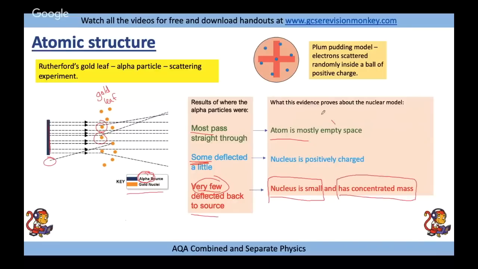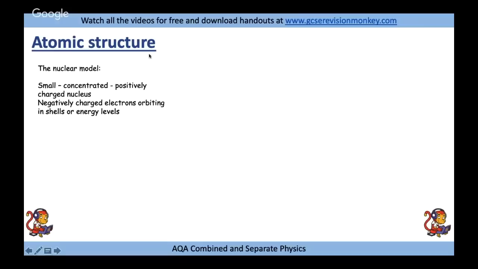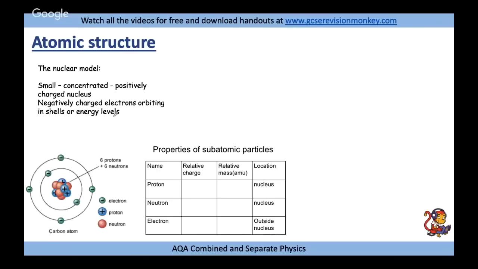So this is how we describe the nuclear model: mostly empty space, positively charged nucleus. The nucleus is small and has concentrated mass. Okay, so here we have our nuclear model. Our electrons orbit in shells or energy levels. We can also describe the properties of some of these particles.